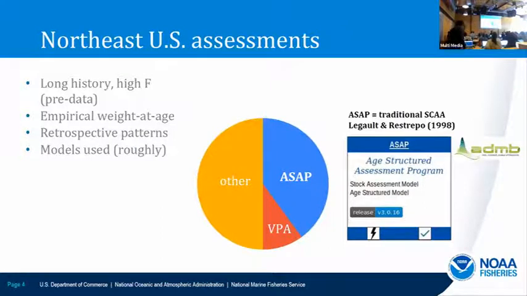The age structured models are mostly conducted using something called ASAP, which is a traditional statistical catch at age model that Chris Legault developed and helped maintain. It's written in ADMB. About half of the stocks are done with age structured models. The other ones are done with simpler models when the age structured models get rejected, or maybe for some other reasons.